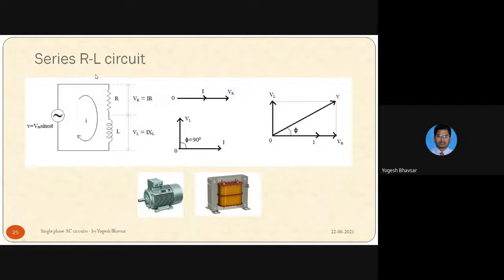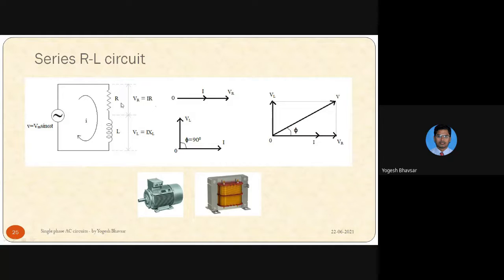So here first we'll see the RL series circuit. Now in this circuit, pure resistance and pure inductance are present and they are connected in series. So that's why it is called series RL circuit. This RL combination is connected across the voltage source V equals Vm sin omega t, and let the small current i flow through this circuit, which is the instantaneous value of current.